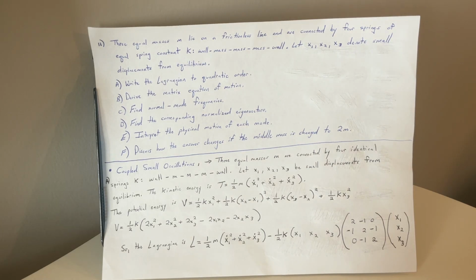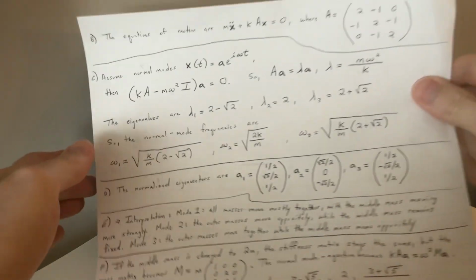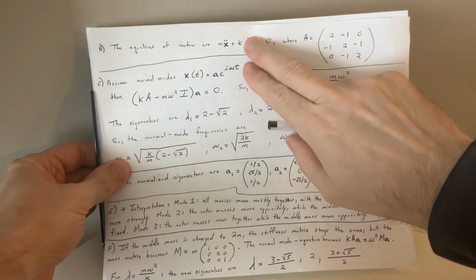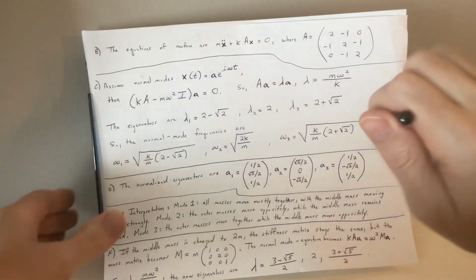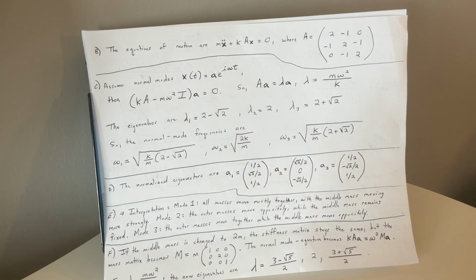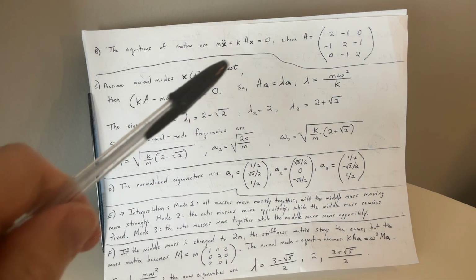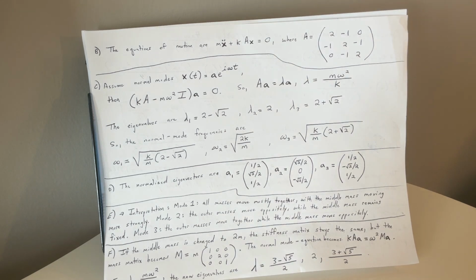Now moving along, building on this. For part B, we have the equations of motion. The equations of motion are m x double dot plus k A x equals 0, where A equals this matrix: first row 2, -1, 0, second row -1, 2, -1, and third row 0, -1, 2.